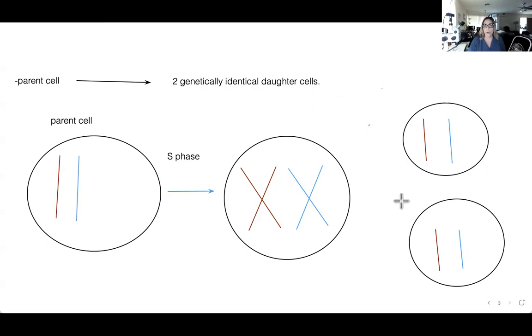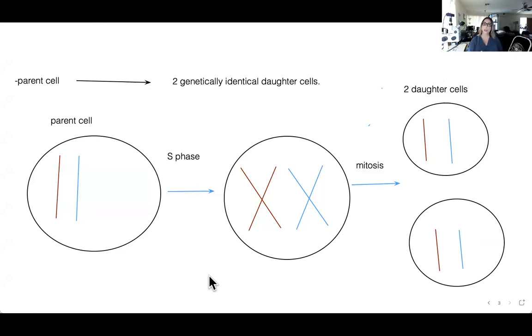Now the cell will go through mitosis. When I say mitosis, I mean prophase, metaphase, anaphase, telophase, cytokinesis. Now you end up with 2 daughter cells. So we started with a parent cell, went through S phase, doubled the amount of DNA, went through mitosis, and that restored the original amount of DNA.